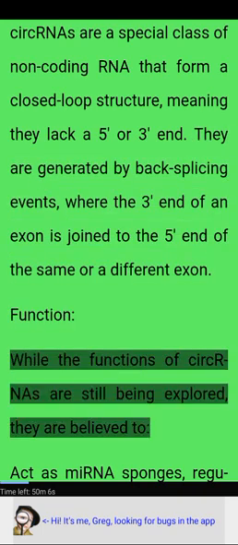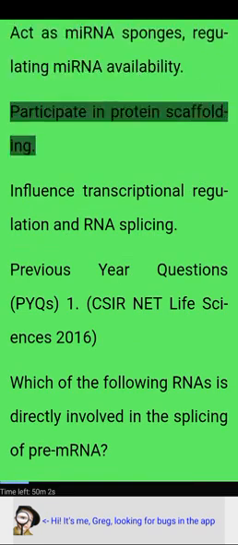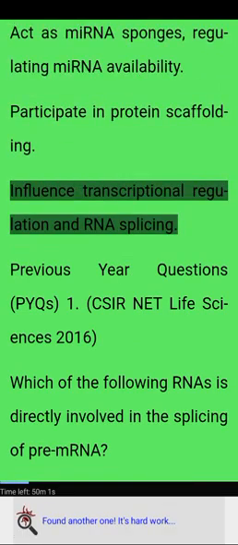Function. While the functions of circRNAs are still being explored, they are believed to act as miRNA sponges, regulating miRNA availability. They participate in protein scaffolding. They influence transcriptional regulation and RNA splicing.